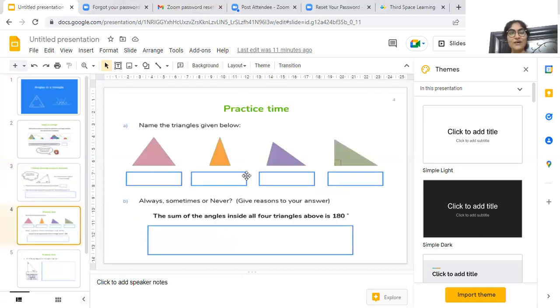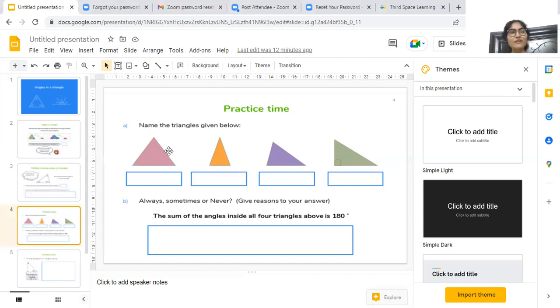Here we are given the practice time. There are a lot of questions for us to practice. Are you excited to try all the questions? I'm excited too. First, let's make it fun. First we'll be naming these triangles. What kind of triangles are these, right?